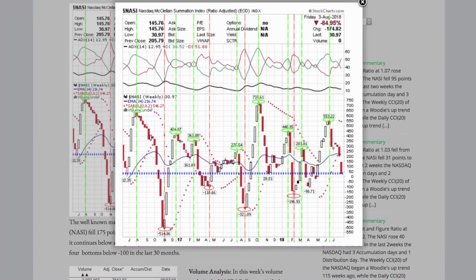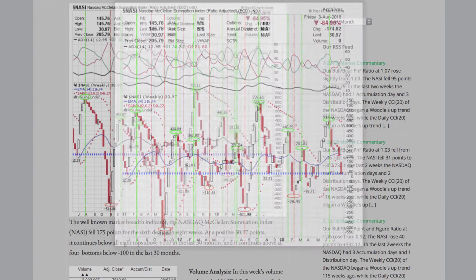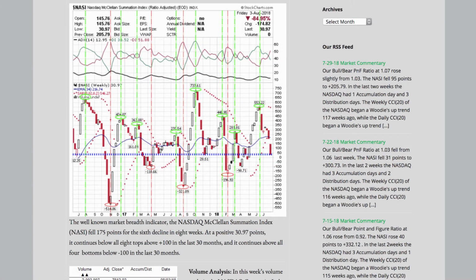The well-known market breadth indicator, the Nasdaq McClellan Summation Index, fell 175 points for the sixth decline in 8 weeks. At a positive 30.97 points, it continues below all 8 tops above plus 100 in the last 30 months, and it continues above all 4 bottoms below minus 100 in the last 30 months.